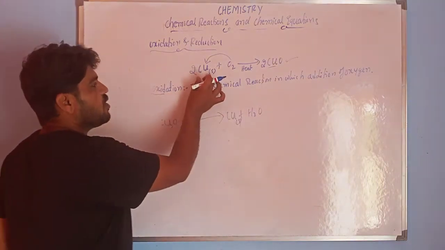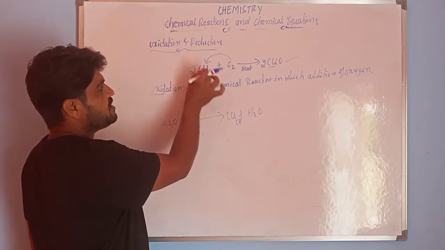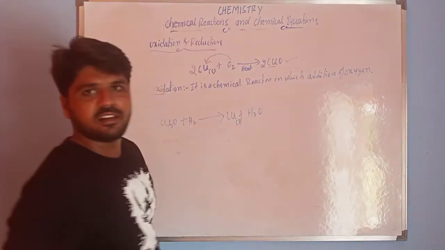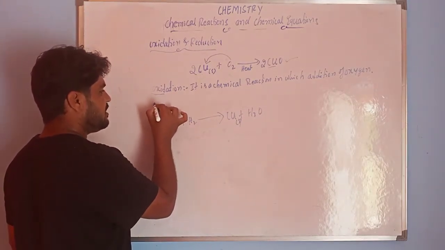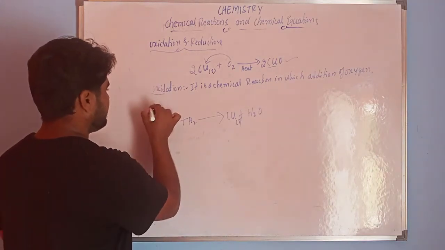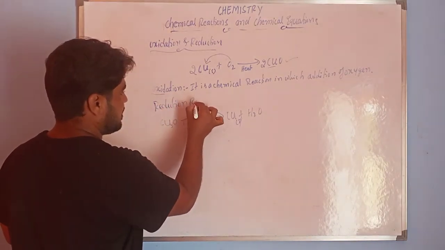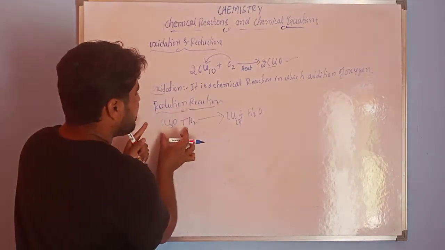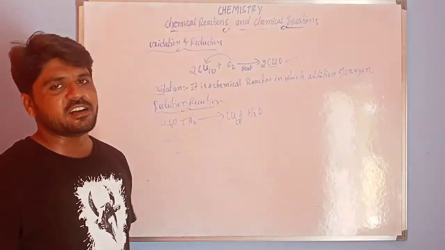Only Cu is present on the reactant side in the oxidation reaction. After addition, we get CuO. Addition of oxygen we call oxidation. And similarly, here this is the reduction reaction. What do you mean by reduction reaction? Removal of oxygen in a chemical reaction is called a reduction reaction.